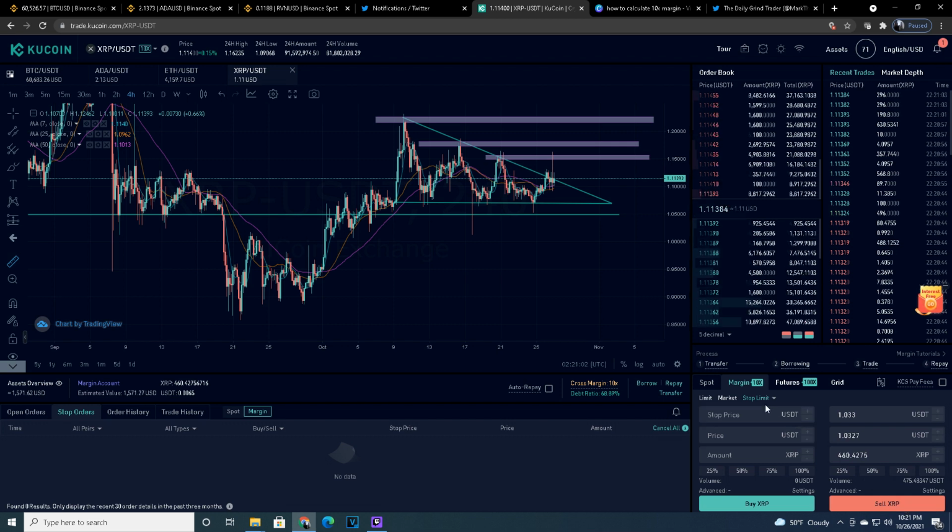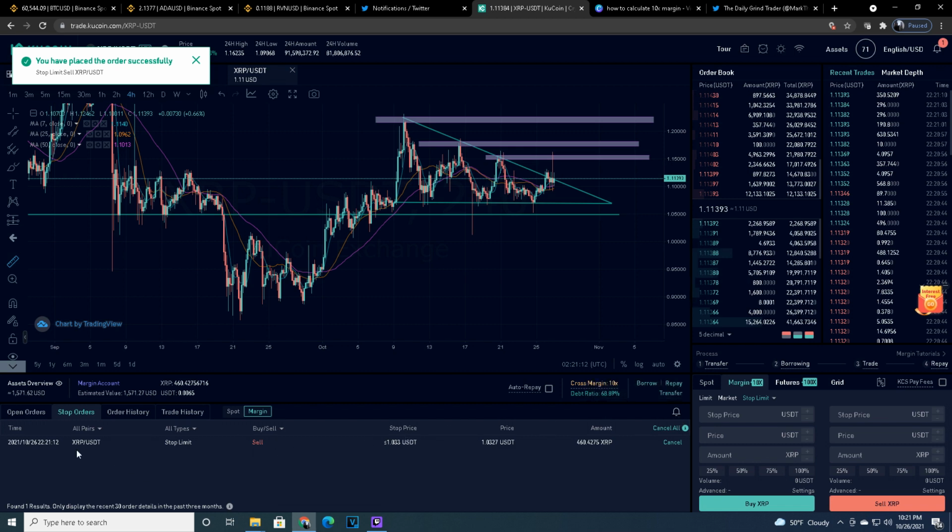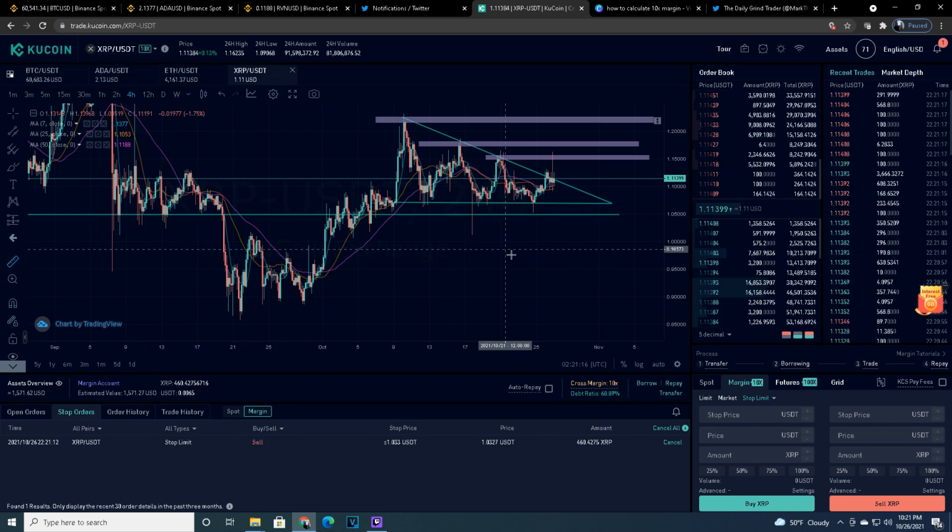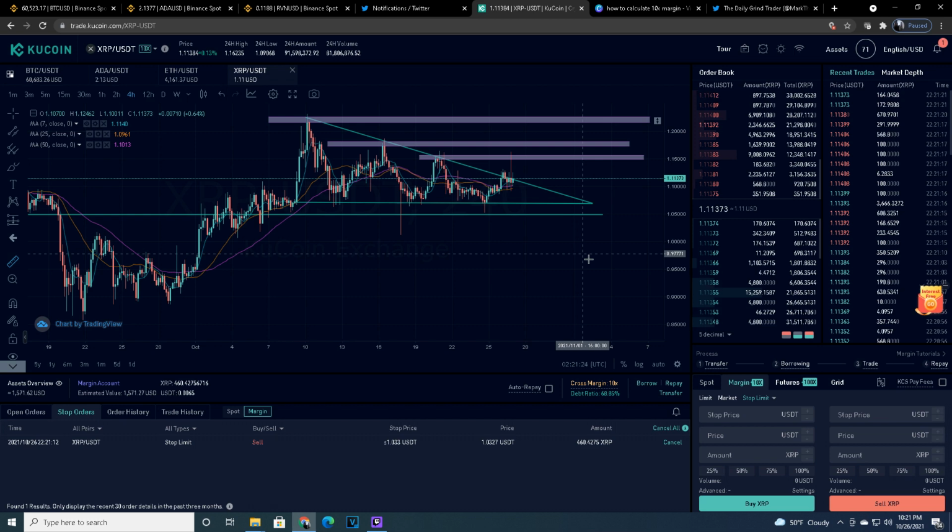So stop limit on 10x margin: stop price, limit price, sell price, and then there my stop order is in play. So now I can go to bed, I'm good to go, whatever I need to do, and I can just watch this run. Now, how about getting out? How about selling for profit?